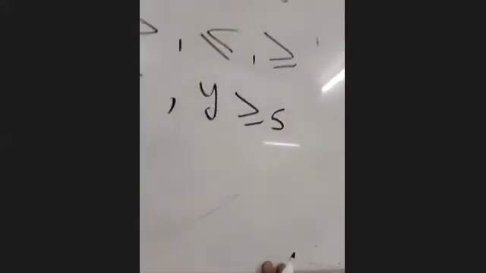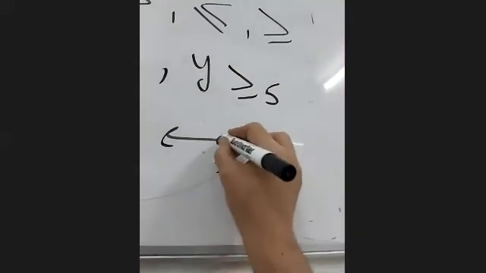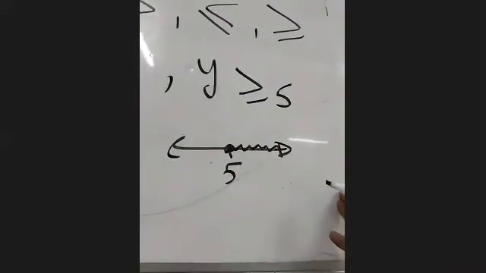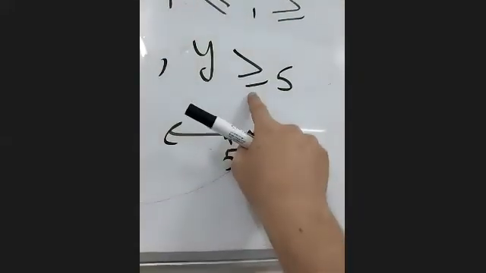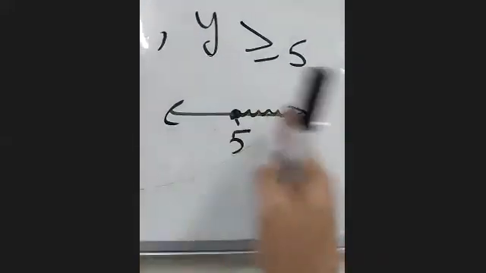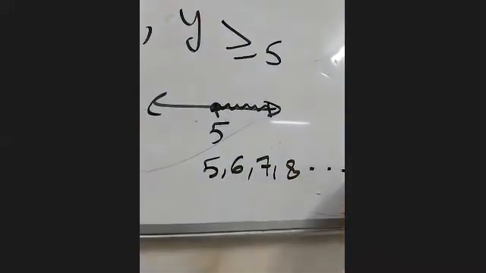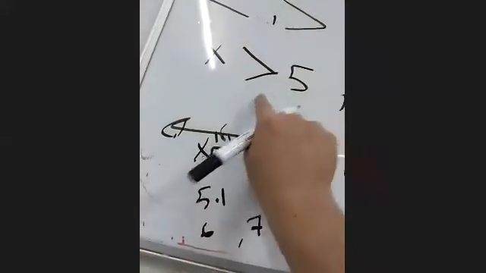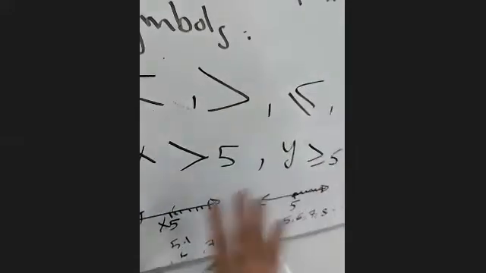Here y is more than or equal 5, which means y starts from 5 and goes up, any number from 5 and more. Here, because we have equal, the first number is 5, then 6, 7, 8, 9, and so on. But in the other one, the 5 is not included because there is no equal sign. This is the difference between more than and more than or equal. Same for less than and less than or equal, same idea.